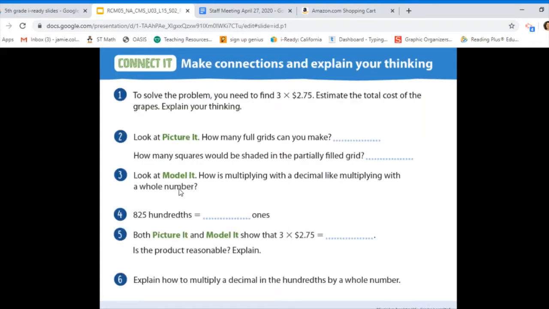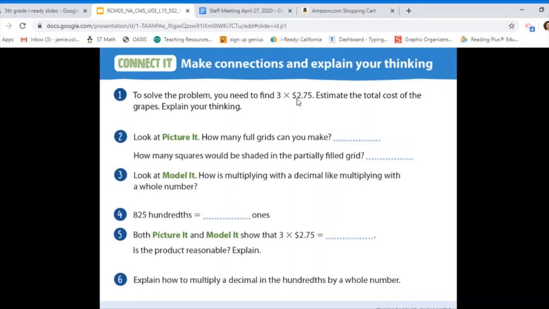Let's look at number 1. To solve the problem, you need to find 3 times $2.75, estimate the total cost of the grapes, and explain your thinking. Well, a way we could estimate is if we multiply 3 times 2. 3 times 2 is 6, but this is actually really close to $3, isn't it? So if we estimate, we could even say that 3 times $3 is $9, and 8.25 is closer to $9 than it is to $6.